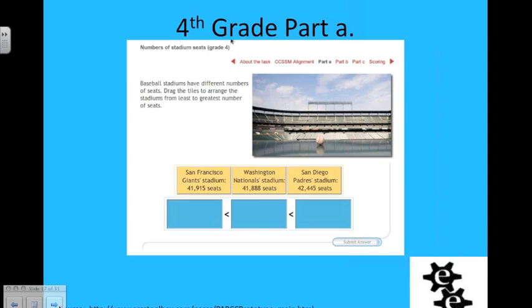It's a bonus on this one because you can actually move the tiles and manipulate the tiles before you have to submit your answer. And this one, you're not critiquing at all. You're just simply applying the numbers and operations in base 10 standard.